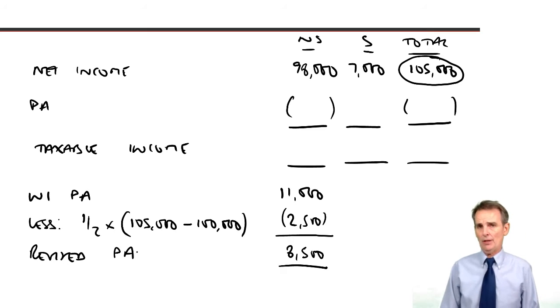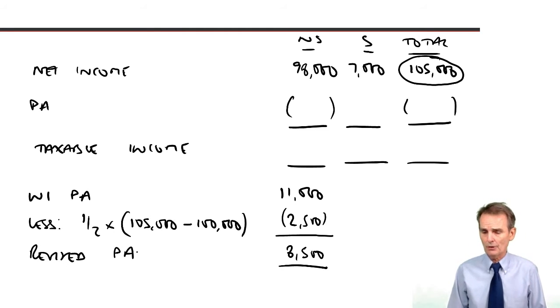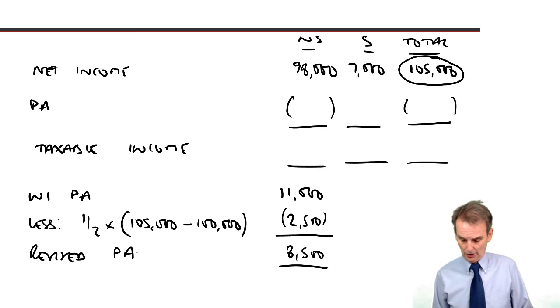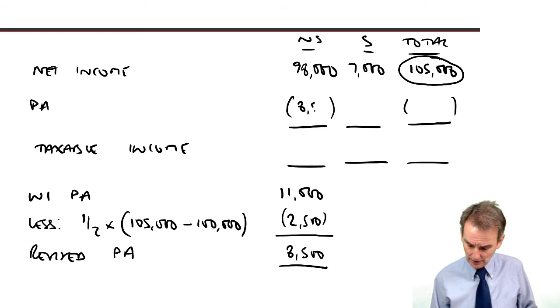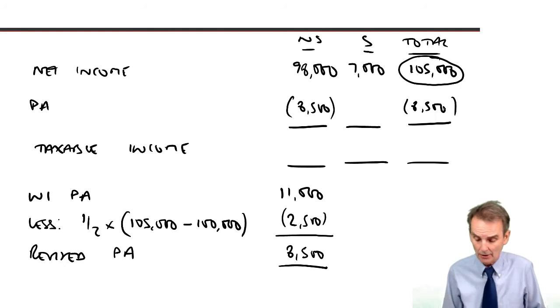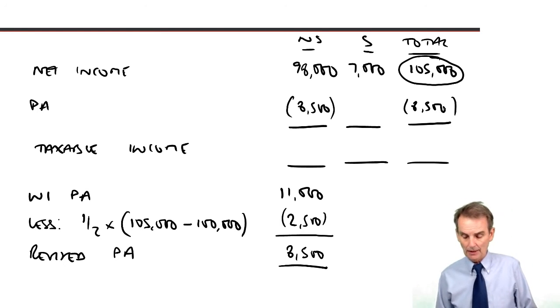As soon as you've got that revised personal allowance, it's business as usual so far as the income tax computation is concerned. The 8,500 is now deducted firstly from non-savings income, which is very obviously big enough to absorb that deduction. So what does it leave us with? Our non-savings taxable income is now £89,500. The savings income still untouched at 7.